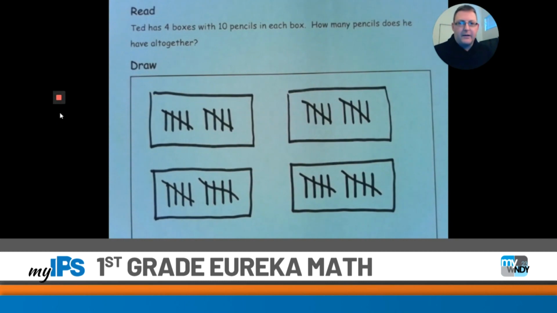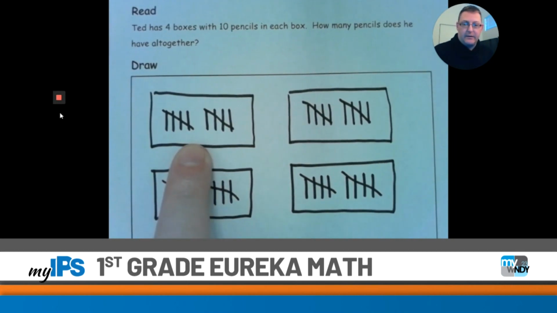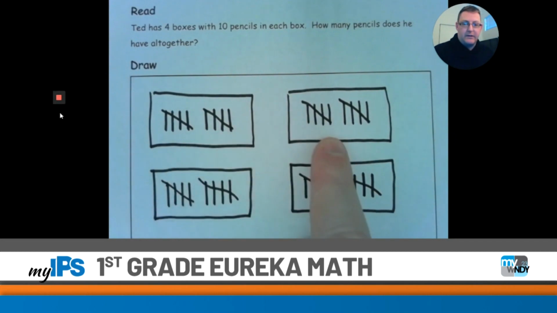I think that we could count by tens, just like we did with Miss Lassiter. Count with me. 10, 20, 30, what comes next? 40. We see 40 pencils in Ted's boxes.